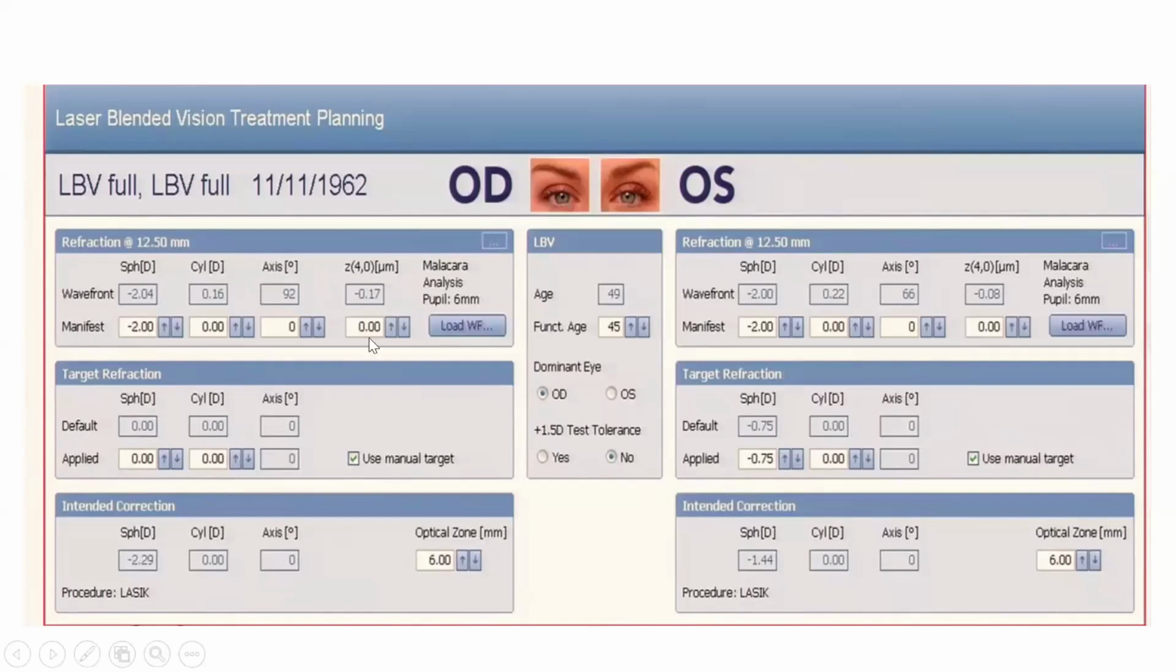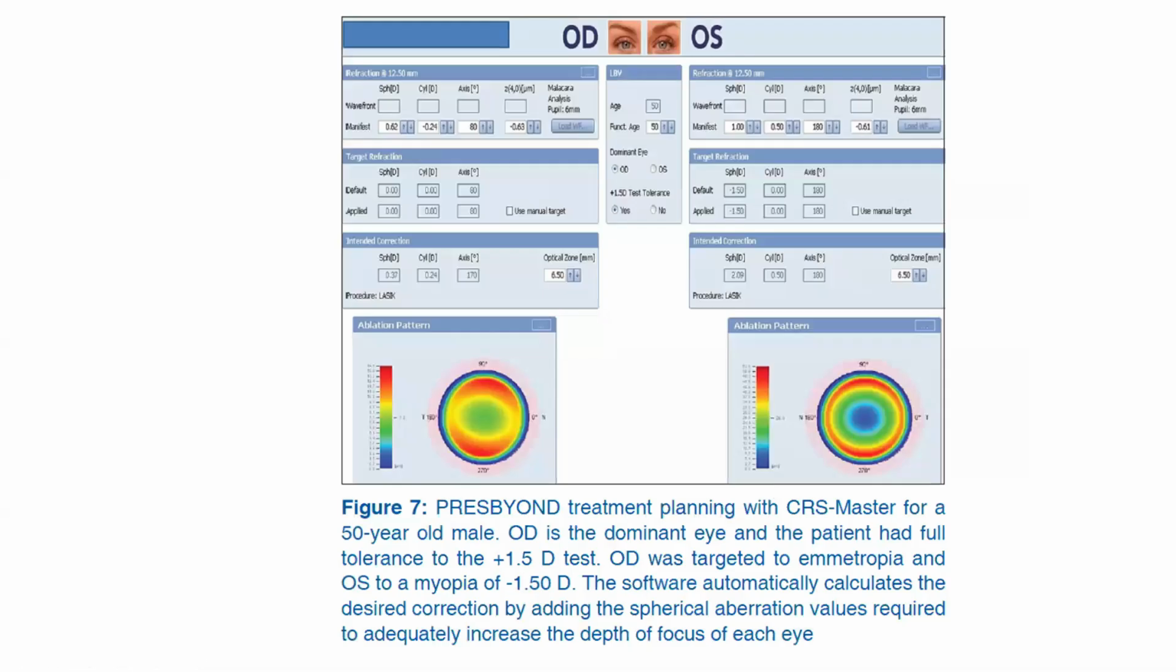So this is the kind of interface we have in the right eye. This is the manifest refraction. The target refraction by default in the dominant eye, which is the right eye, is going to be plano. In the other eye, the manifest refraction is the same, but the target refraction is somewhere around -0.75 diopters. In the newest machines, what you can see is we can include the functional age and if the patient has tolerated the 1.5 diopter test or not, and the dominance of the eye.